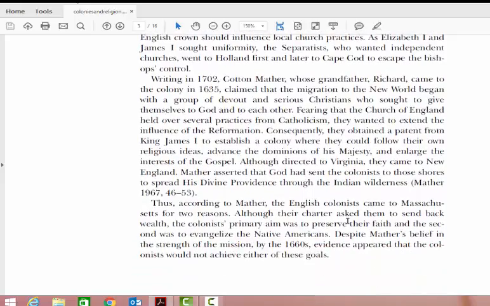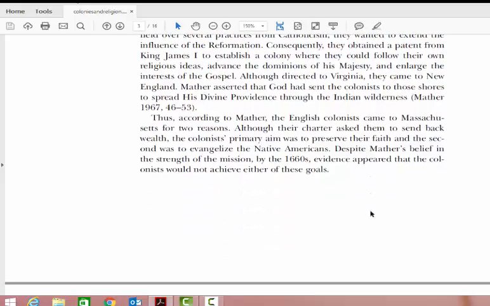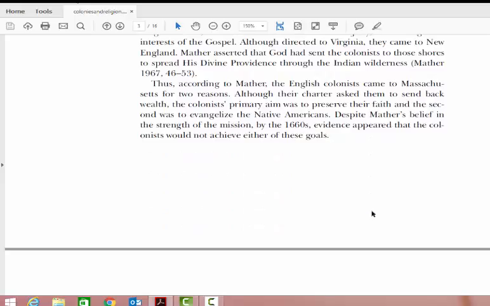And down here it says, although their charter asked them to send back wealth, the colonists' primary aim was to preserve their faith, and the second was to evangelize the Native Americans. So preserve your faith. Yes, you can send some money back, but also, if you can, convert some of the First Nations.